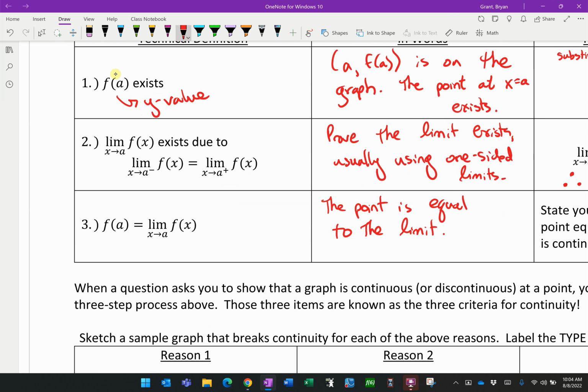out step 3. Because you did the math on step 1, you found the point. You did the math on step 2, you found the limit. If 1 and 2 have the same value, then the third thing you just state is the point equals the value, therefore continuous.